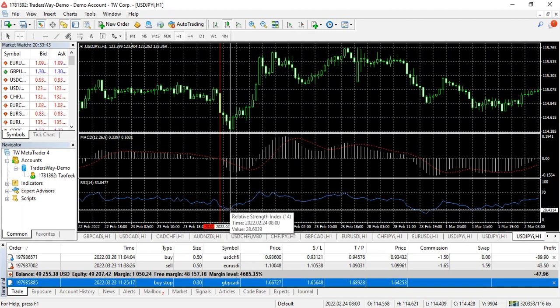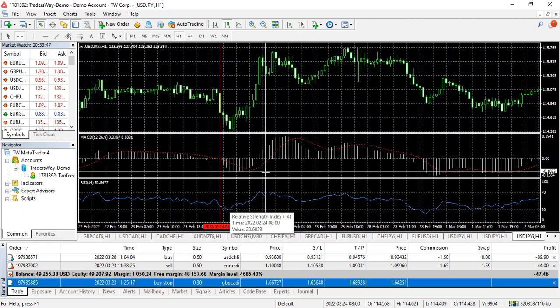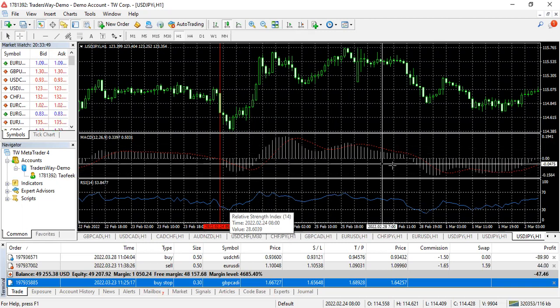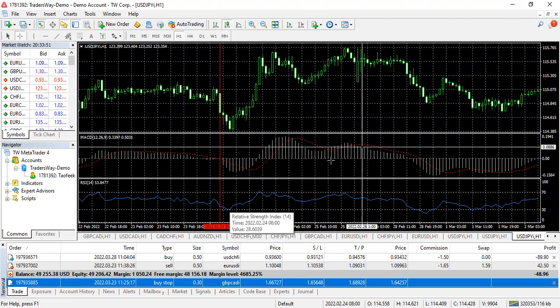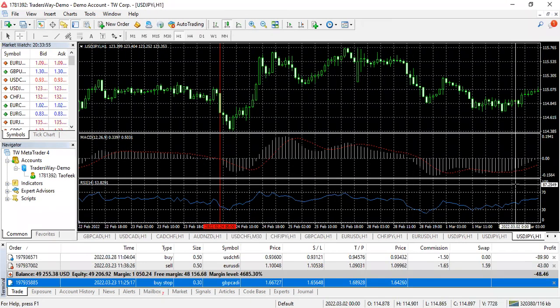So that is how leading indicators work. Leading indicators will show us the momentum, how the momentum in the market is behaving. And it will also show us if we have overbought level or we have oversold level. I hope you understand how leading indicator is working. So any indicators that is oscillators, all oscillators are leading indicators.